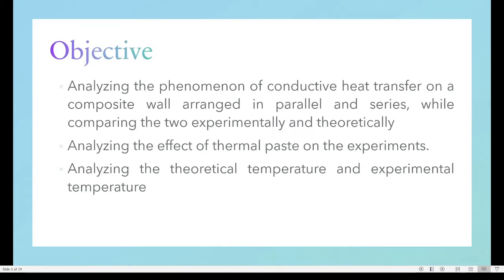The objectives are analyzing the phenomenon of conductive heat transfer on a composite wall arranged in parallel and series, while comparing the two experimentally and theoretically. The next one is analyzing the effect of thermal paste on the experiment, and the last one is analyzing the theoretical temperature and experimental temperature on the experiment.